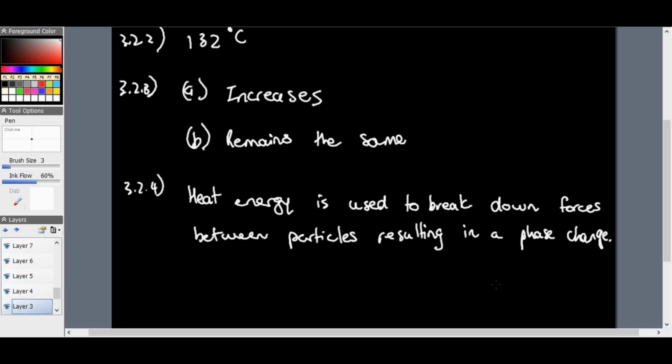It results in a phase change, right? Heat energy does not change the speed at which particles move.